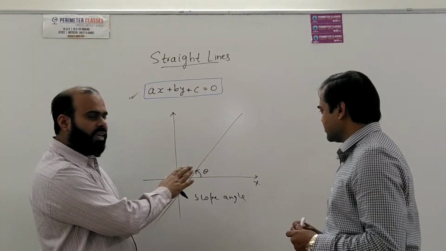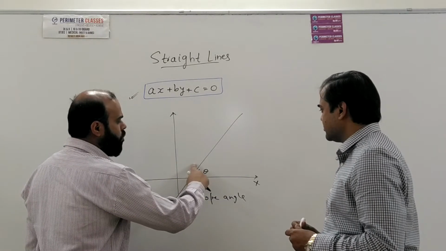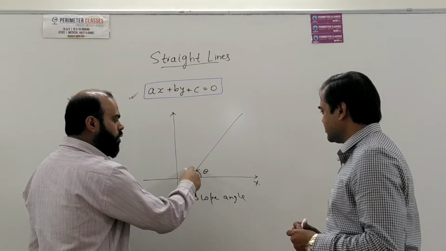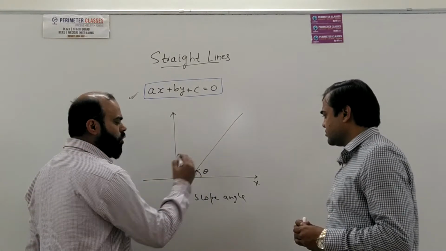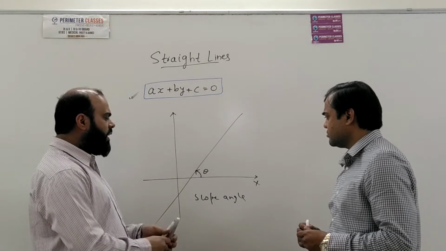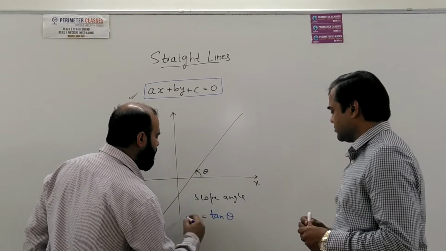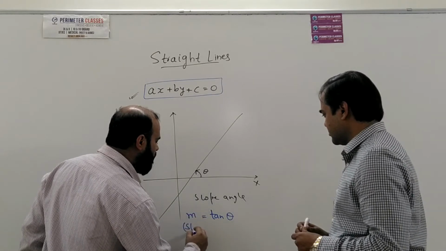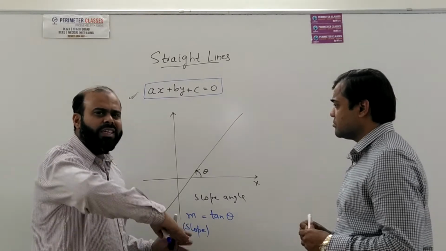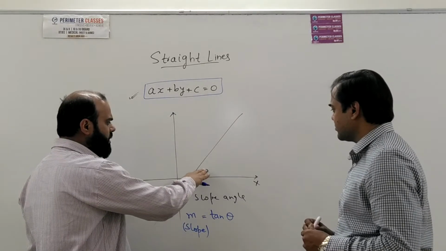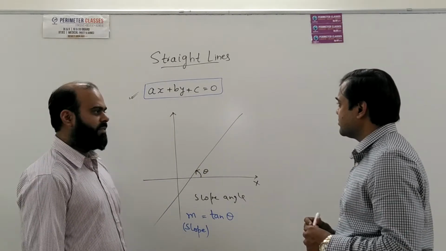Whenever I say that the angle is with x-axis, it simply means the positive direction of x-axis, not this one, and in anti-clockwise direction, not this one. So now this angle is called the slope angle. If we find the tangent of this angle, this will give you m, which is called the slope of the line. Slope means inclination, so this theta tells us the inclination with respect to x-axis.